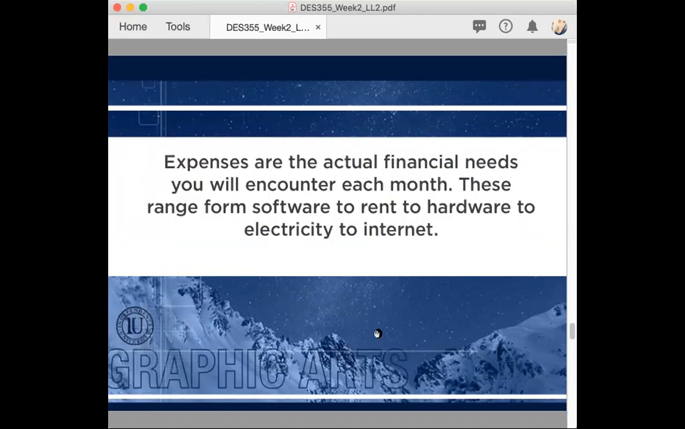When we talk about expenses, they are the actual financial needs you will encounter each month. These range from software to rent, to hardware, to electricity, to internet.